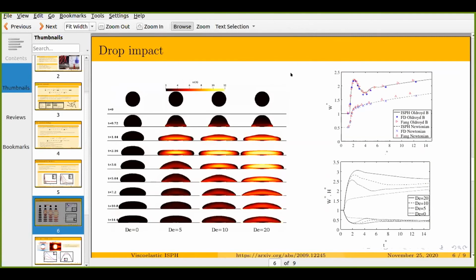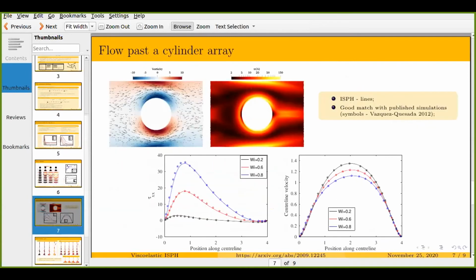So if we look at the non-dimensional width of the drop, we see that it expands and then contracts and then expands, whereas the Newtonian case just expands and keeps on steadily expanding. So we compare this to existing finite difference and SPH simulations, and again we get pretty good results compared to previous numerical modeling. The next problem is flow past an array of cylinders, which is interesting because it's relevant for elastic turbulence, although we've not looked at that yet.